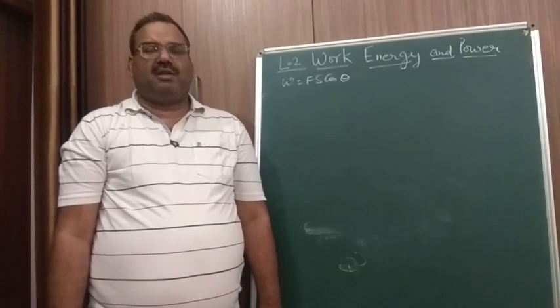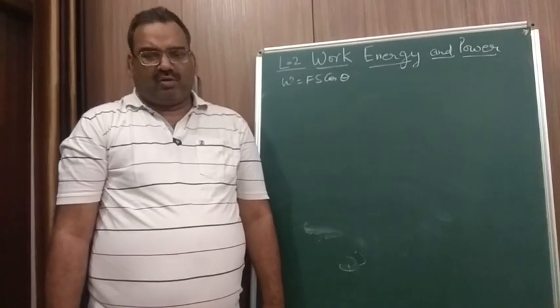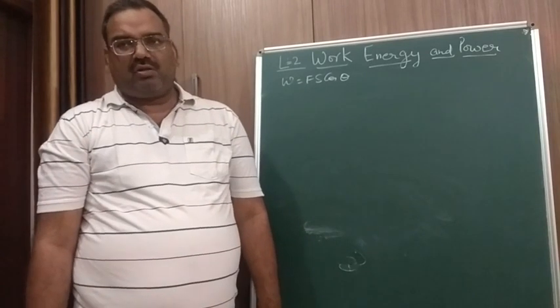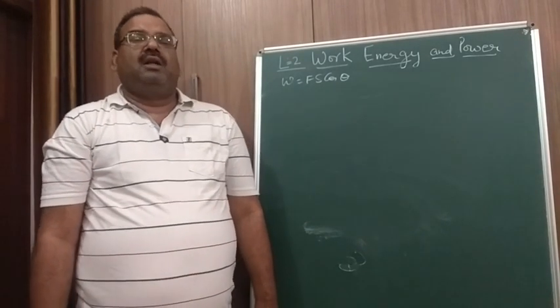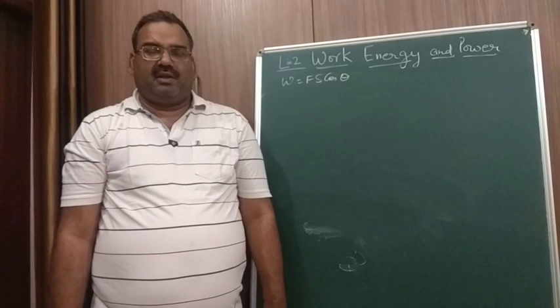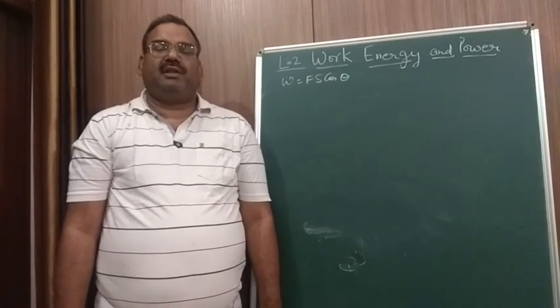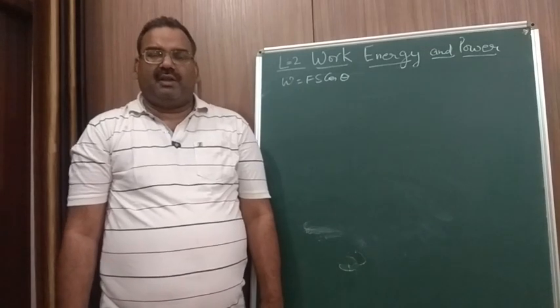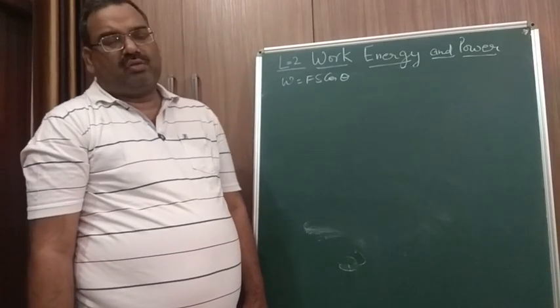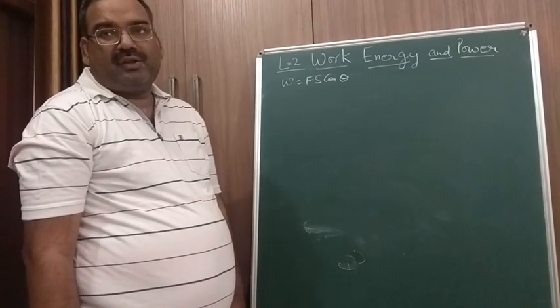Good morning, students. We had discussed work, the definition of work. We had also discussed the two special cases: the first one when theta is equal to 0 and the second one when theta is equal to 90. When theta is equal to 90, the work done is 0. So it gives you two conditions when work can be 0.